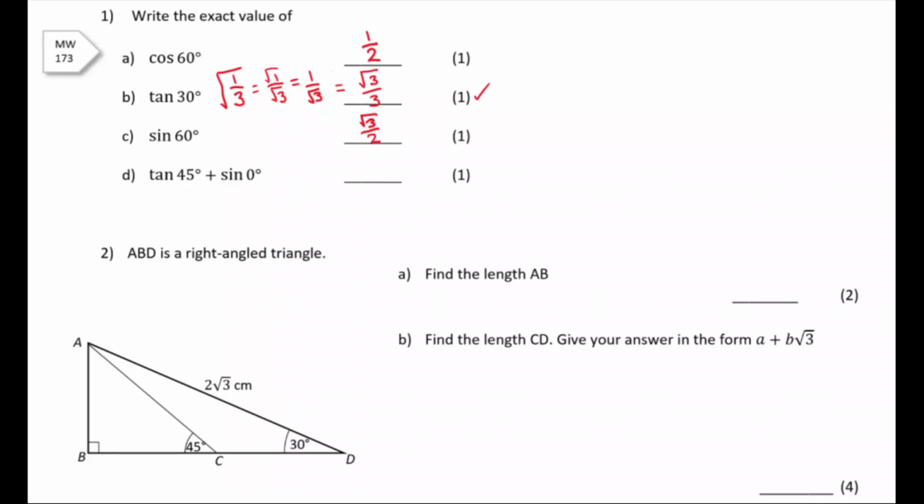And we've got a little addition here, we've got to do it twice basically. Tan 45 is 1, and sine of 0 is 0, so this gives us 1 when we add those together.